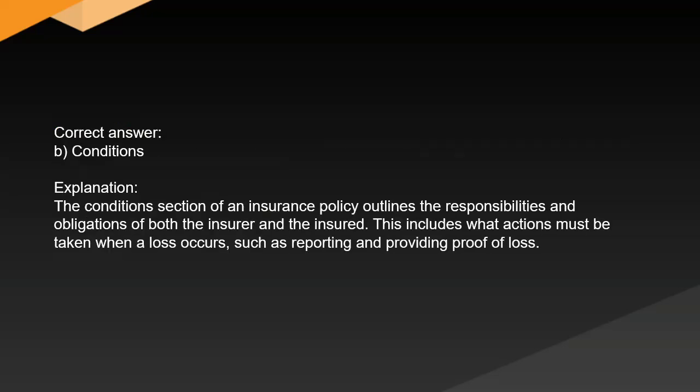Correct answer: B. Conditions. Explanation: The conditions section of an insurance policy outlines the responsibilities and obligations of both the insurer and the insured. This includes what actions must be taken when a loss occurs, such as reporting and providing proof of loss.